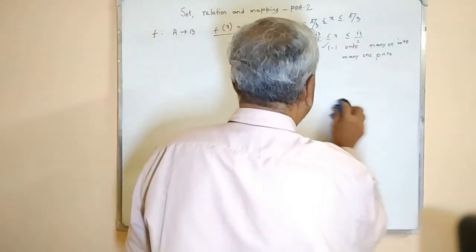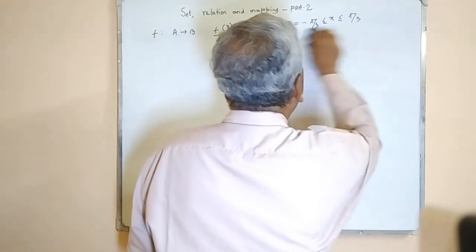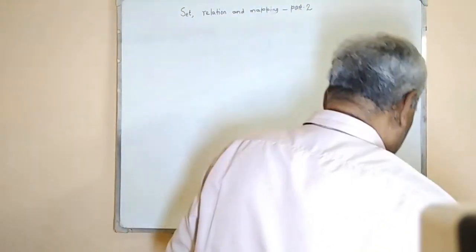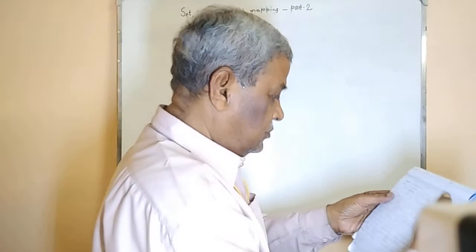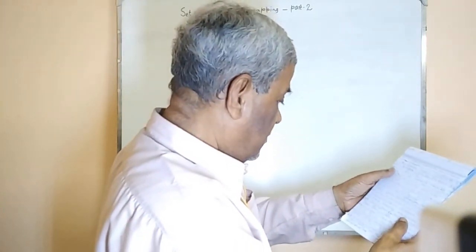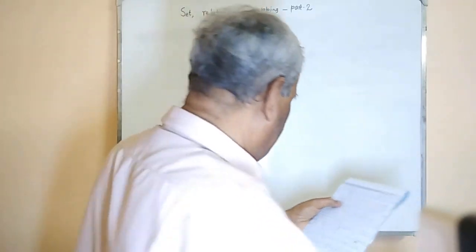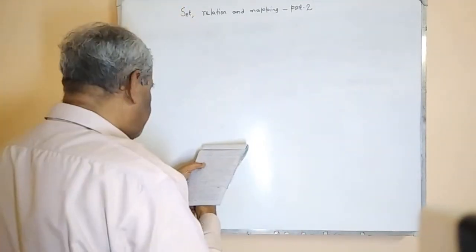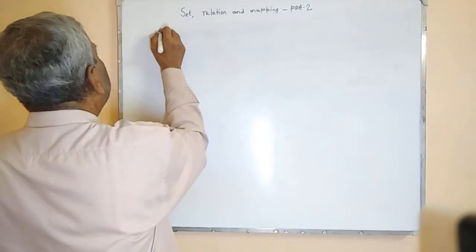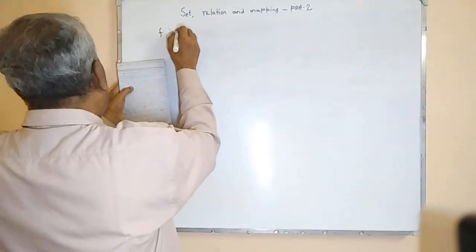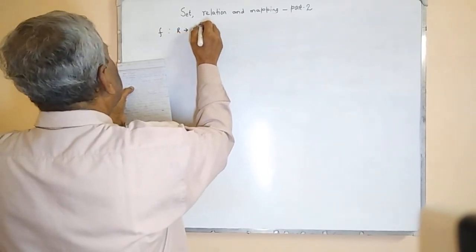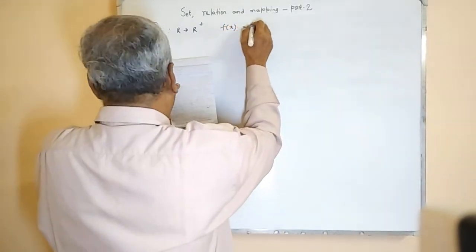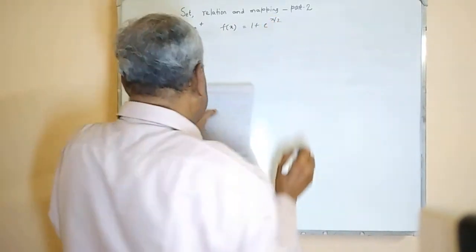Next. Let f be a mapping from R to R plus, where f(x) is 1 plus e to the power x by 2.